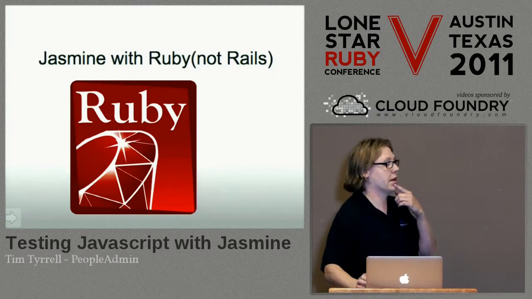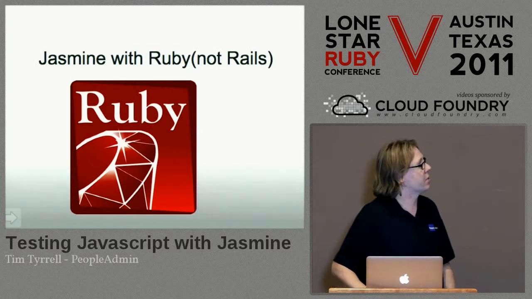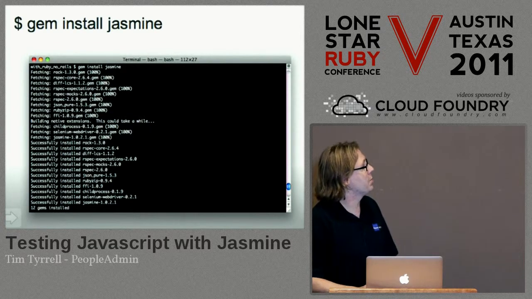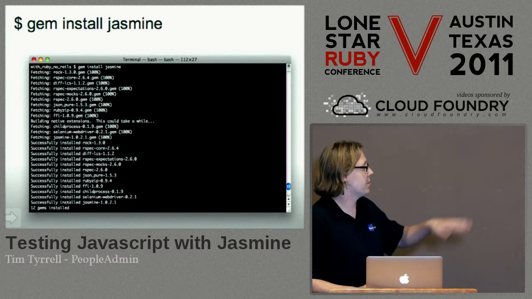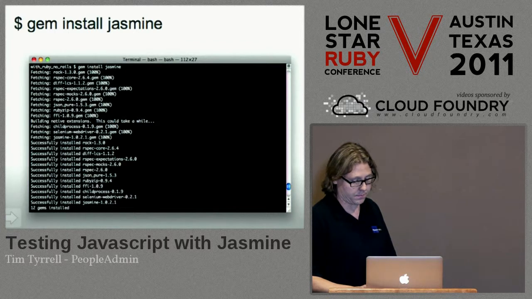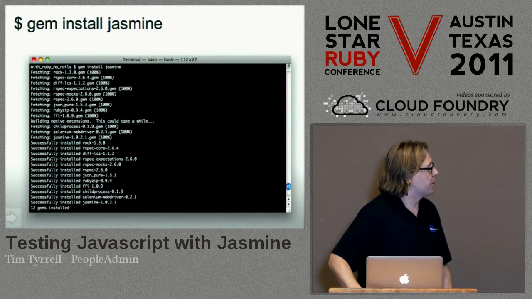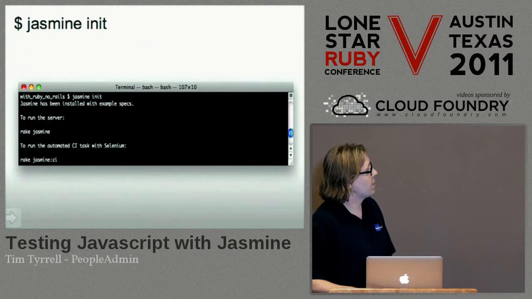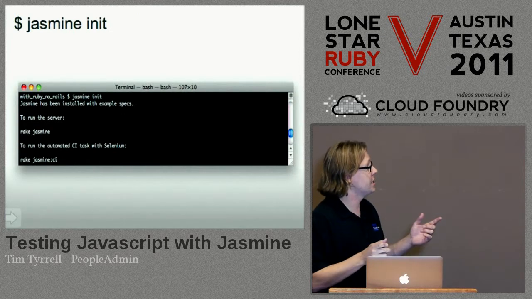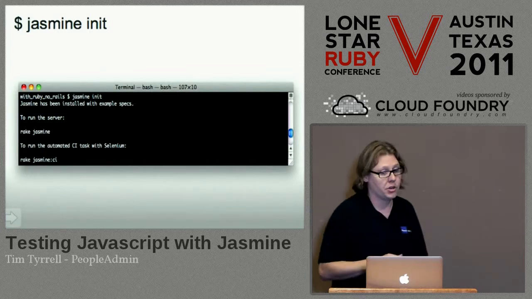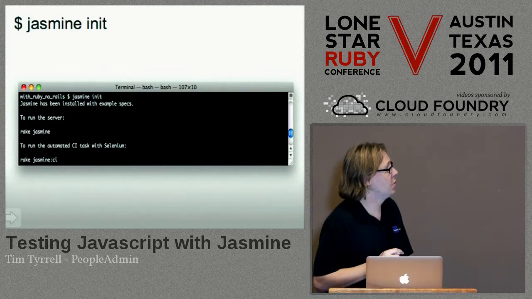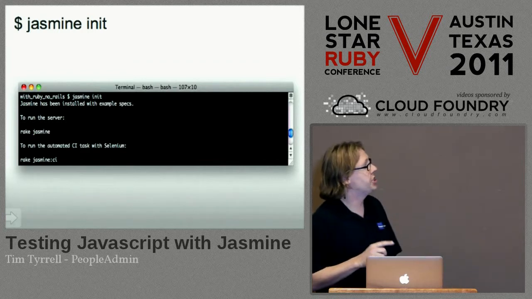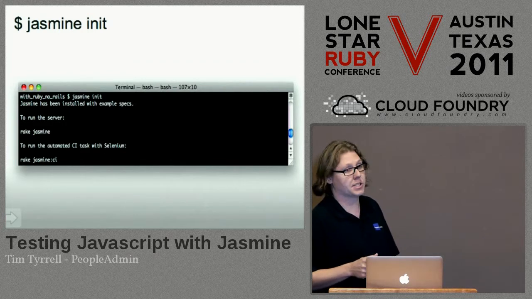How would you do this with Ruby then, without Rails? There's a gem involved with this, right? So, gem install jasmine, installs a bunch of stuff. I had a blank gemset here. You notice it installs Selenium WebDriver, and we'll talk about that in a minute. It also uses RSpec under the covers to do some of these things, apparently. We go to a blank folder, jasmine init, and it tells you right off the bat, you can do rake jasmine to run a server, or rake jasmine:ci to run the automated CI task.